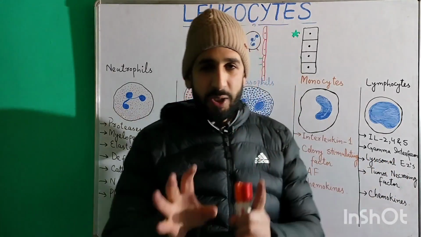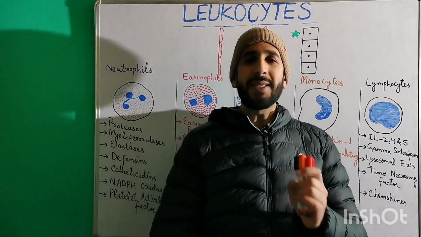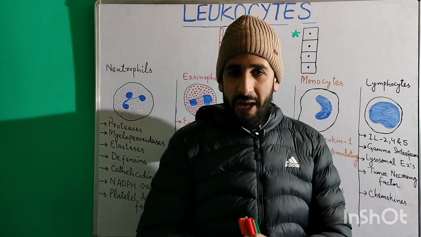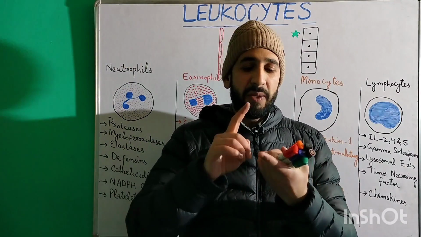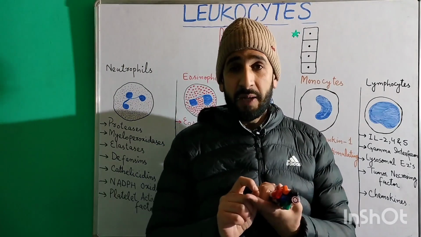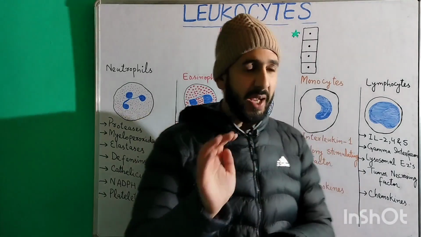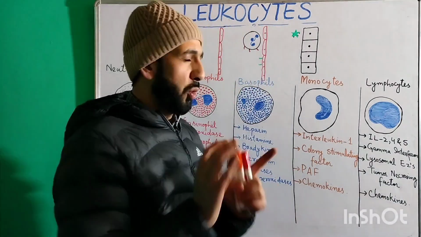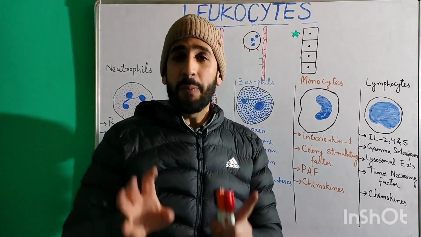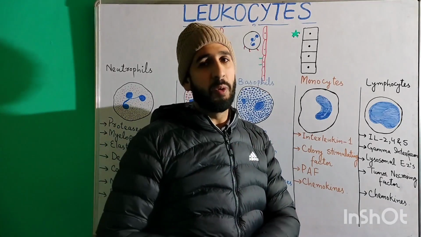Now, let us talk about the functions of these different types of white blood cells, or we can say the mechanism of these different types of white blood cells, and we will mainly focus on the secretions of these different types of white blood cells, which actually are very important for their particular function. Right. Now, I have told you that white blood cells help us in fighting against infections and diseases. Now, suppose there is a pathogen in our body.